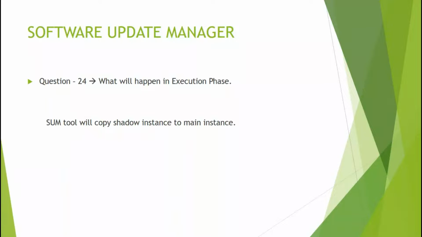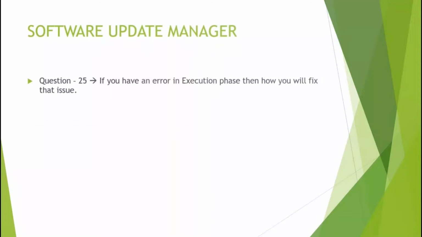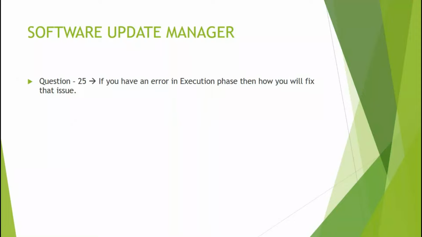And if we have any kind of issue in the execution phase, it is rarely resolved easily. Mostly we will not get errors in execution because it's a simple copy of the shadow instance into the main instance, but sometimes it happens, and an issue occurs. Let's move to the next question. If you have an error in the execution phase, how will you fix the issue?